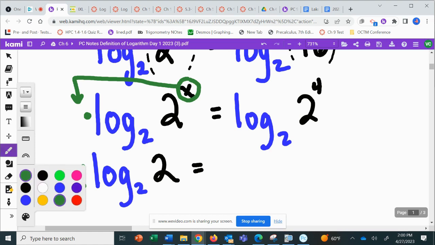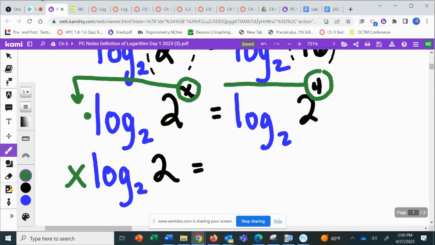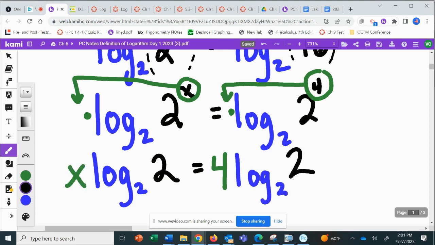On the other side of the equation, I kind of have the same situation. I have a 4 as an exponent after the log. So I'm going to do the same thing with that. I'm going to move it in front and make it multiply. So I've got 4, and that now becomes a normal size 4 times log base 2 of 2. Okay.